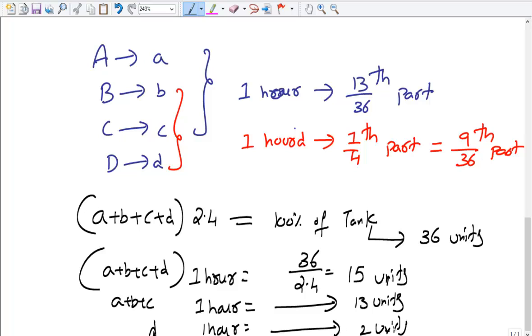If I write this as statement number 1, this as statement number 2, and this as statement number 3. As per statement number 2, we know that B plus C plus D finish 9 units in 1 hour. Since D alone finished 2 units in 1 hour, we can say B plus C finish exactly 7 units in 1 hour. Now the question clearly asked us to find the time taken by B and C working together, only B and C are involved.